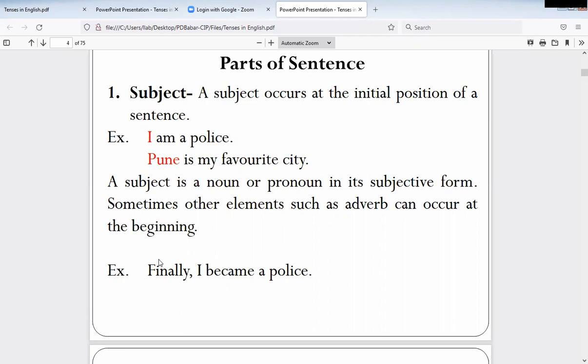An adverb can occur at any position in a sentence. It can occur at the very beginning of a sentence, in the middle of a sentence, or at the end of the sentence also. So here, in Finally I became a police, finally is used at the beginning of the sentence. And why is it used? Because an adverb has the property that we can use it at any position.